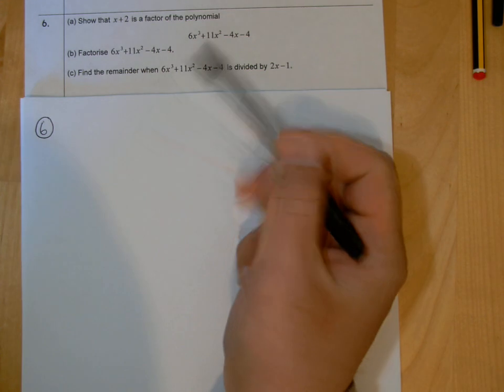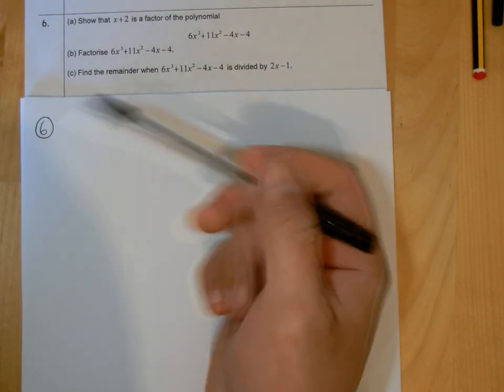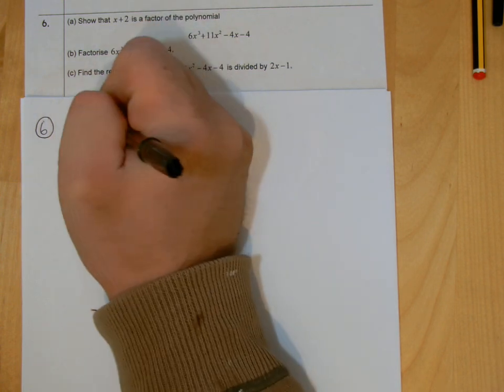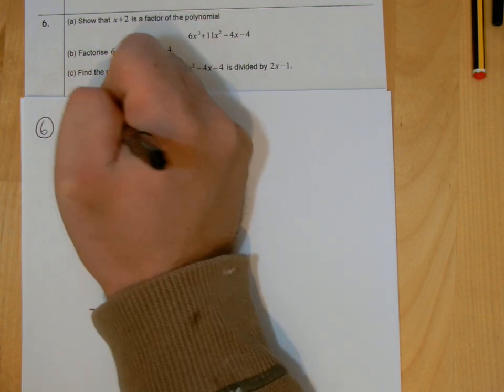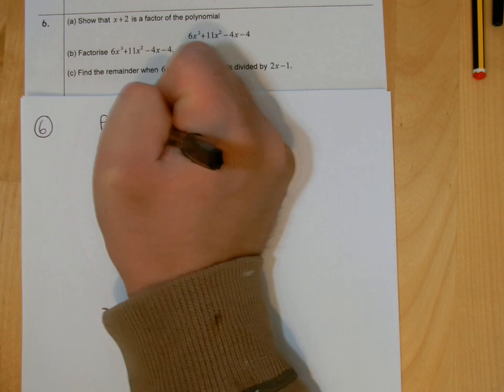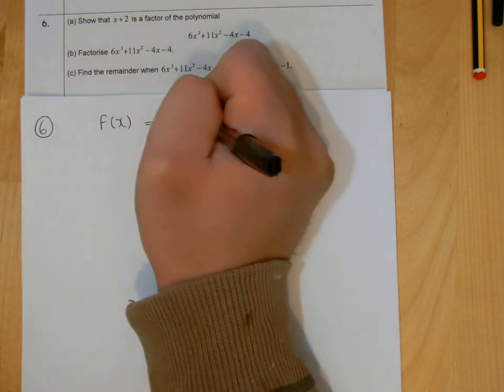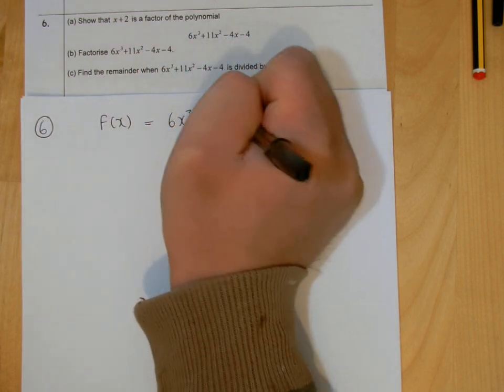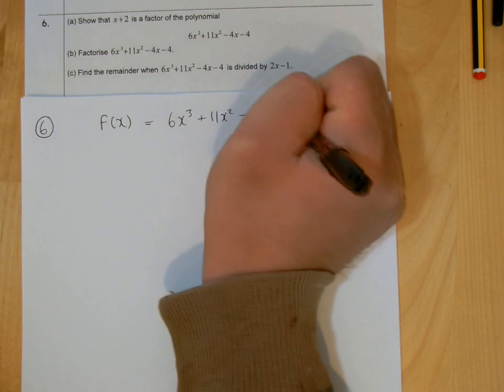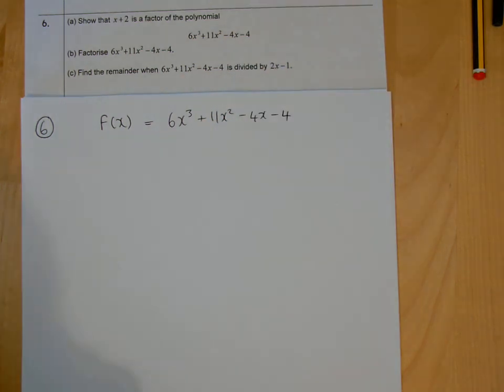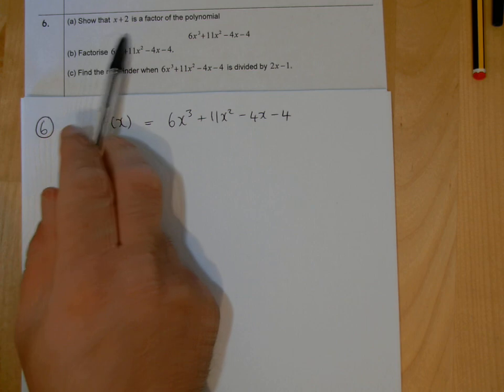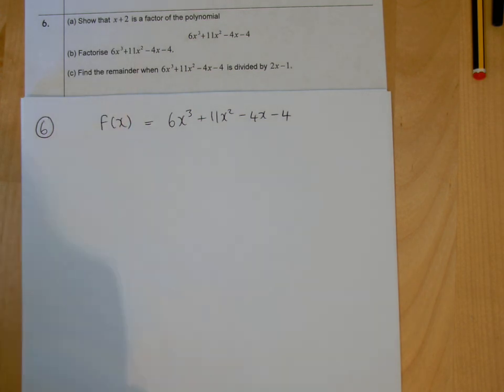Okay, with the polynomial questions where we've got to use the remainder theorem and so on, we're better off, first of all, number 6 here, so we're going to call the function, say, f of x, okay? And in part A, it says show that x plus 2 is a factor of the polynomial, okay?